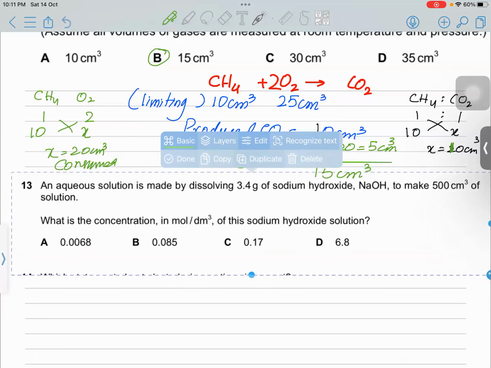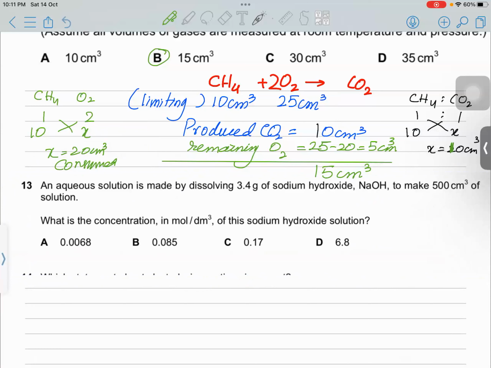This is question number 13. An aqueous solution is made by dissolving 3.4 gram of sodium hydroxide to make 500 cm cube of solution. So concentration is required.